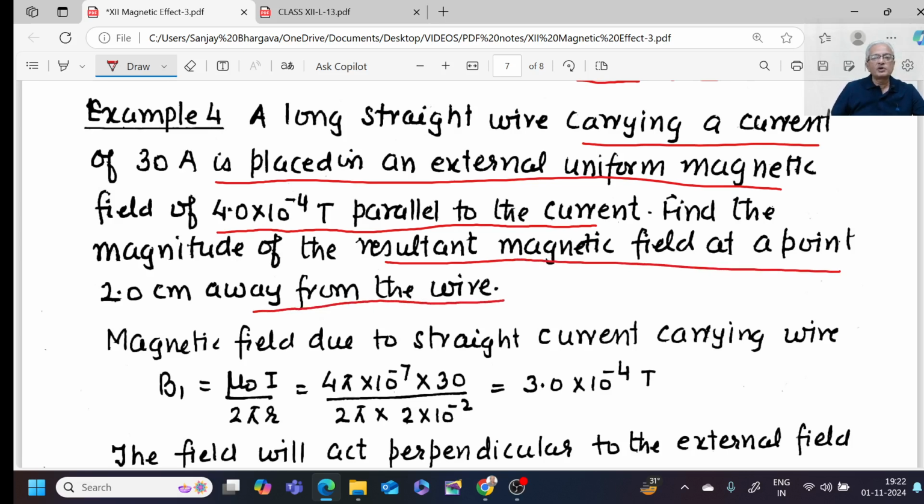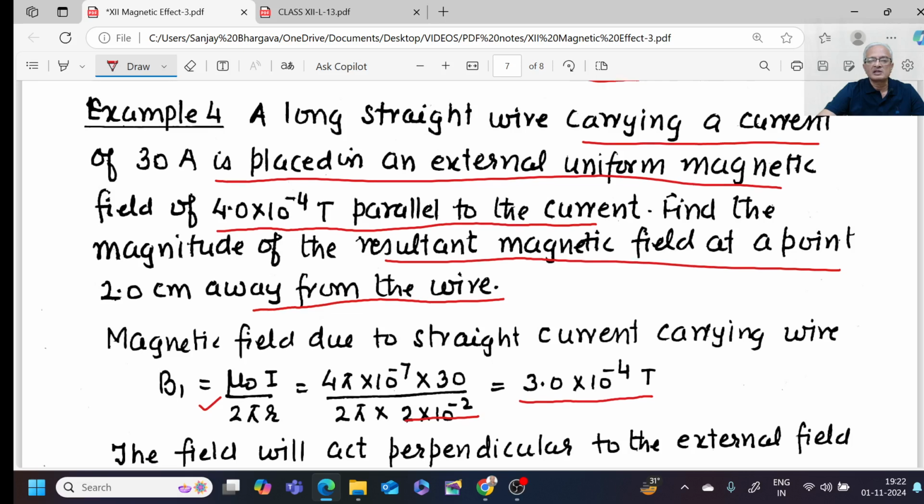So the magnetic field due to a straight conductor is μ0 I upon 2πr. So it is 4π × 10^-7 × 30 upon 2π, and r is given as 2 centimeter, that is 2 × 10^-2 meter. So the magnetic field due to a straight wire would be 3 × 10^-4 Tesla.